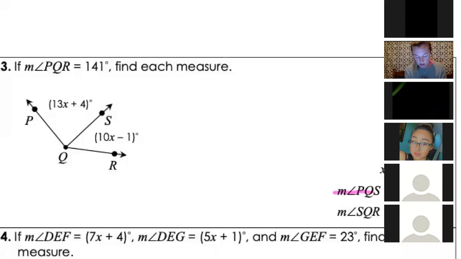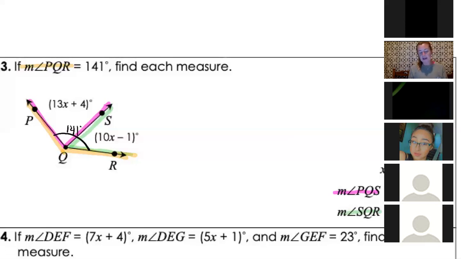So we have PQS. So PQS is this pink one right here. And then we have SQR. Perfect. And then it tells us that PQR, right here. So PQR, this whole entire thing, which we could write it like they write it in your book, all the way across here is 141. Well, we know that the whole entire thing is 141.